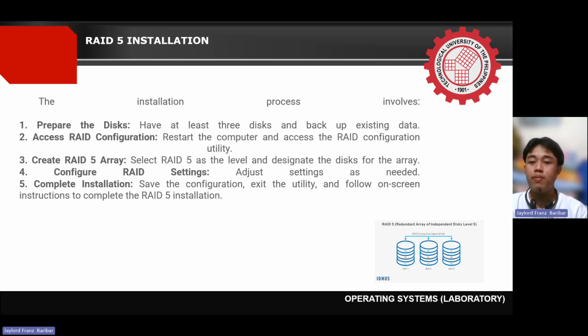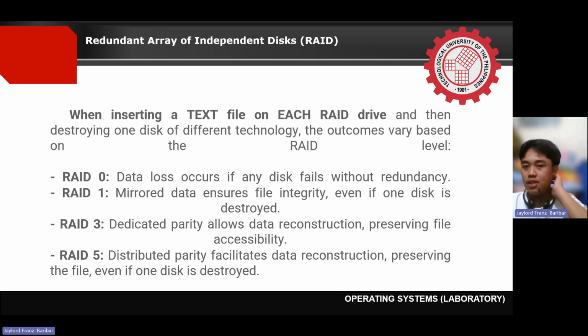And yeah, complete the installation. You need to save your configuration, exit the utility, and follow any further instructions on the screen to complete the RAID 5 installation. Once you have completed these steps, your RAID 5 array will be ready to go, providing a good balance between performance and data redundancy for your storage needs. Now we're done with the installation of these 4 common RAID levels. Now let us proceed.